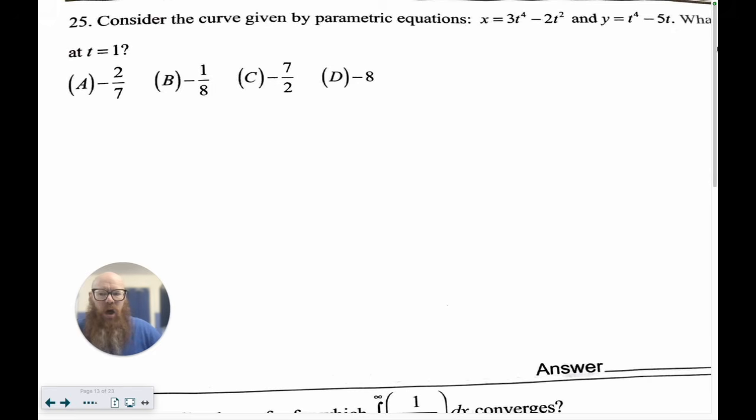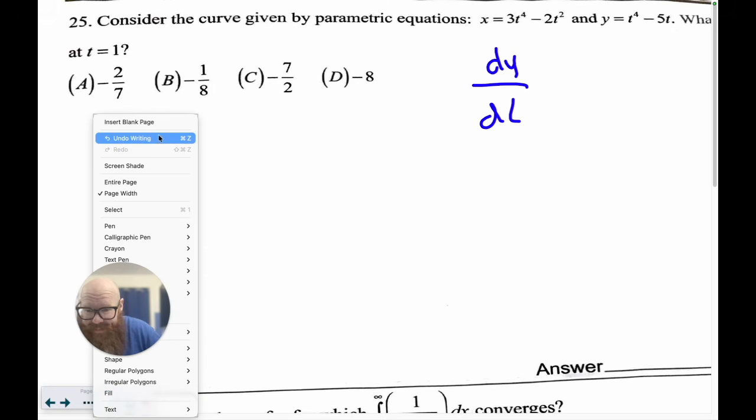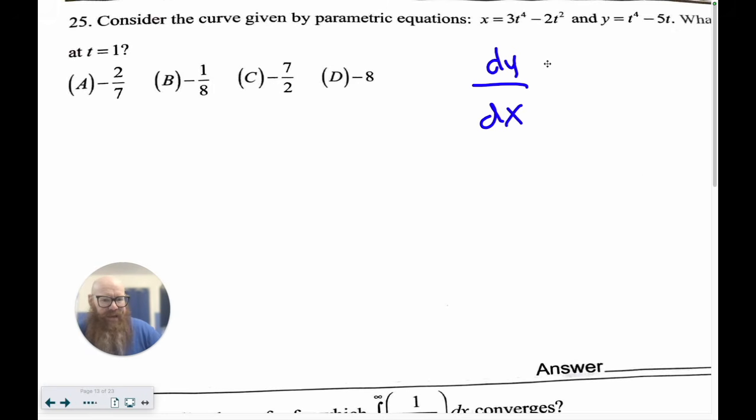This one was cut off, but I think it just wanted dy dx. So it wanted dy dx evaluated at t equals 1. I apologize for that. It was cut off, we can't see it, but that's what it was asking for.